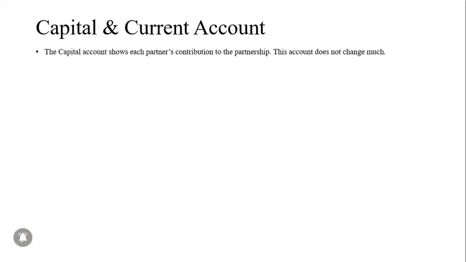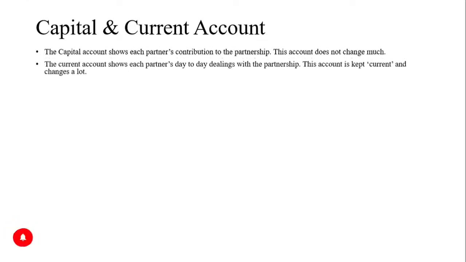Now, we need to talk about the current and the capital account, right? Now, the capital account shows each partner's contribution to the partnership, right? And this account does not change much. But then we have what is called a current account. The current account shows each partner's day-to-day dealings with the partnership. This account is kept current, right? Which means it changes a lot, because it takes into consideration each partner's day-to-day dealings with the business, right? And so you may be asked to show a capital account or a current account.